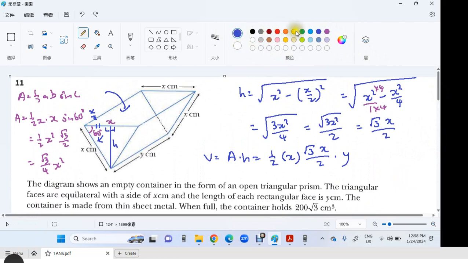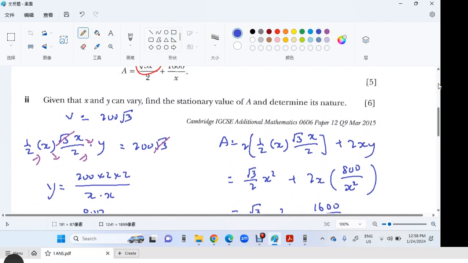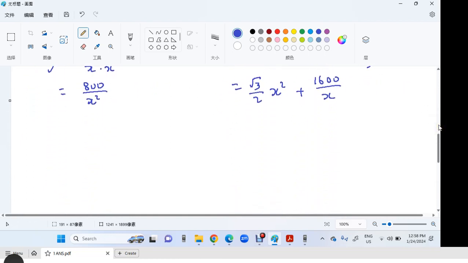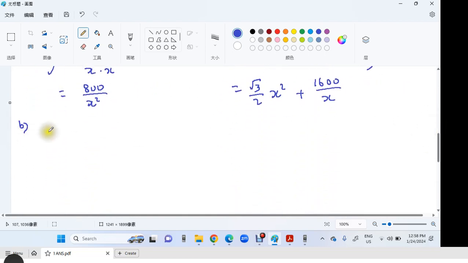The volume is square root 3 over 4 x squared times y. It is given that x and y can be varied, find the stationary value of A and determine its nature. So for this one, we know that A is square root 3 over 2 x squared plus 1600 x to the power negative 1. So we have dA/dx equal to square root 3 over 2, no, we multiply with 2.